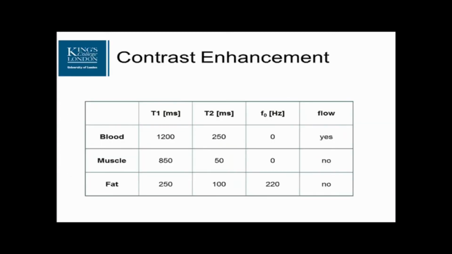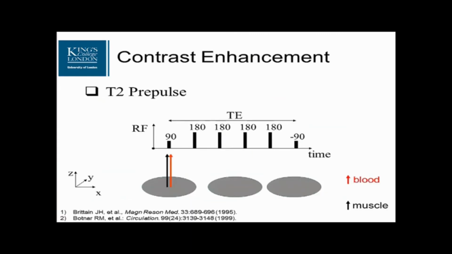Another way of visualizing the blood vessels is to take advantage of the long T2 relaxation time of blood, which is in the order of 250 milliseconds for arterial blood. This is done using a T2 pre-pulse. If you flip the magnetization into the XY plane, tissues with a shorter T2 decay faster, and if we then restore the magnetization, we can generate a contrast, in this case, between blood and the background tissue.